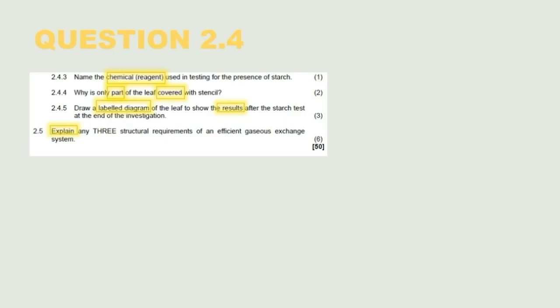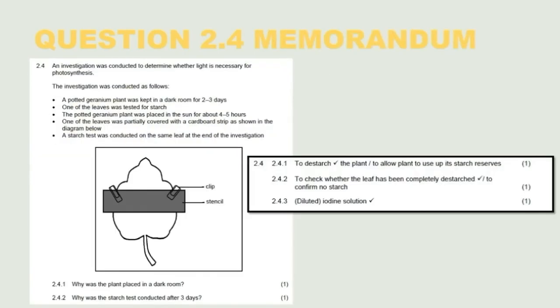investigation. Question 2.5 is separate from photosynthesis, so this has nothing to do with photosynthesis. Here you had to explain any 3 structural requirements of an efficient gas exchange system. So remember, when you have to explain, you mention the 3 structural requirements and why they make it possible for efficient gas exchange. So let's discuss our memorandum.